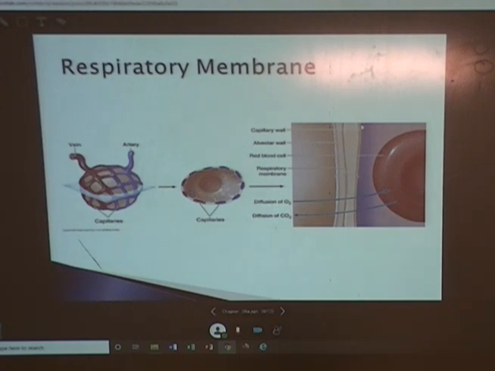Okay, here's the membrane of the capillaries, the red blood cell, right? And here's the membrane of the alveolus. And so we've got this very, very small distance of the respiratory membrane for oxygen to pass out of the lungs and onto the hemoglobin, and carbon dioxide to come out of the bloodstream into the lungs.